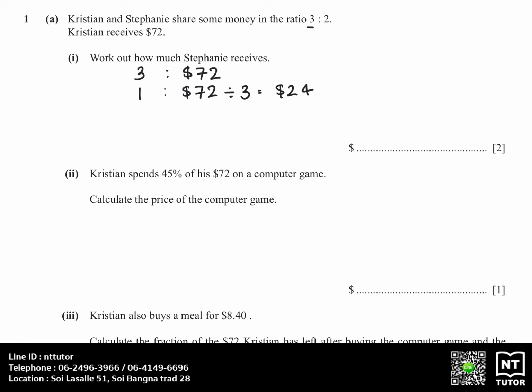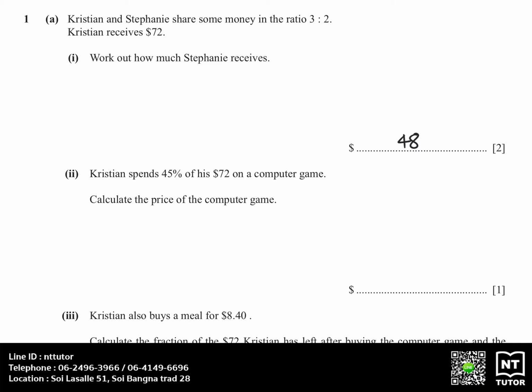One part is equal to $24, and Stephanie receives 2 of those parts. So if Stephanie receives 2 parts, that is worth 2 multiplied by $24. This equals $48. Therefore, Stephanie receives $48.